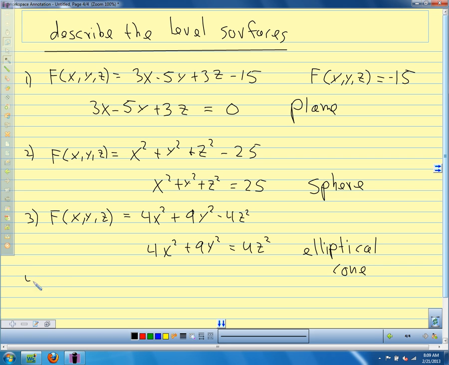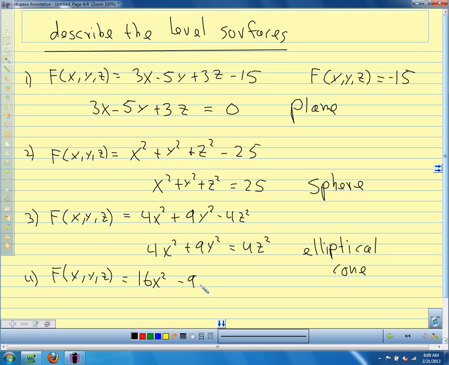Last one, f of x, y, z. And we'll keep doing these surfaces because it's going to be important to be able to look at a function and have an idea of what kind of surface you're dealing with. Surfaces will hopefully be our friends by the end of the year.